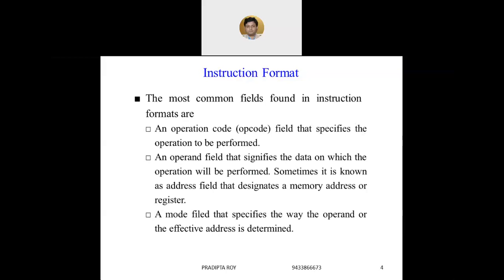The most common fields in instruction format are an operation code or opcode that specifies the operation to be performed, and an operand field that signifies the data on which the operation will be performed. But sometimes, instead of an operand field, it will be treated as an address field. In those cases, the field is filled up with the address of the operand. And additionally, a mode field specifies the way the operand or the effective address is calculated.